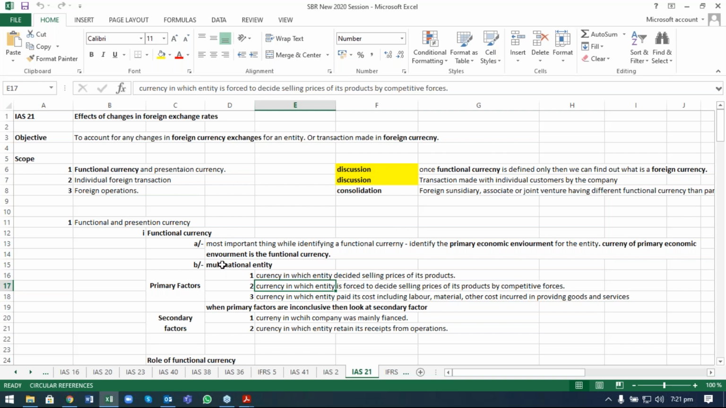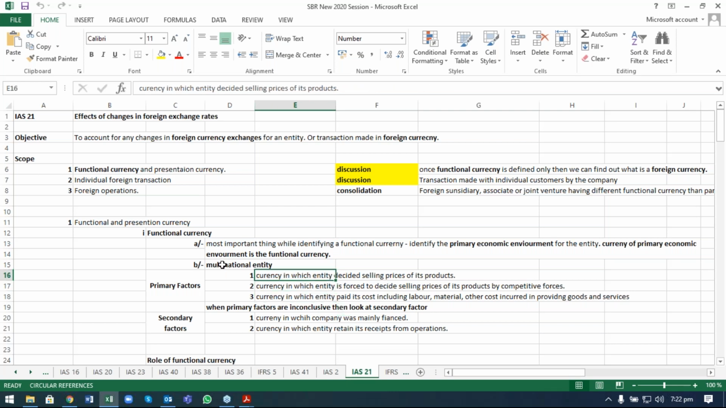If you're not able to find out the currency of competitive forces, in which they assign a price to their products, then there is a third primary factor you need to identify: the currency in which the entity pays its costs, including its main direct costs, most of the time labor cost, material cost, and other costs incurred in providing goods and services. So these are the three primary factors you need to identify, and we're going to apply all of them to our scenario to make sure whether they are applicable or not.